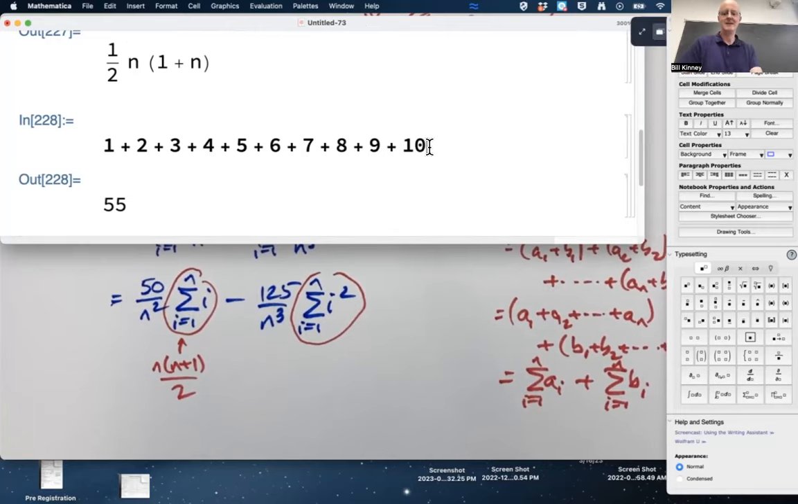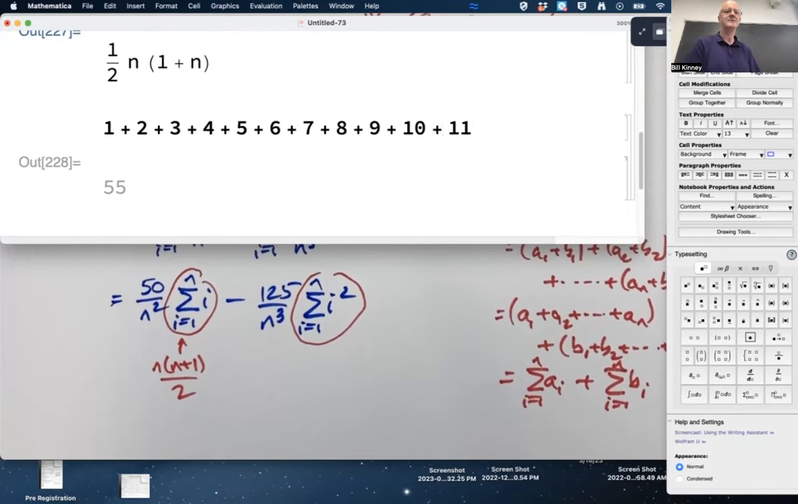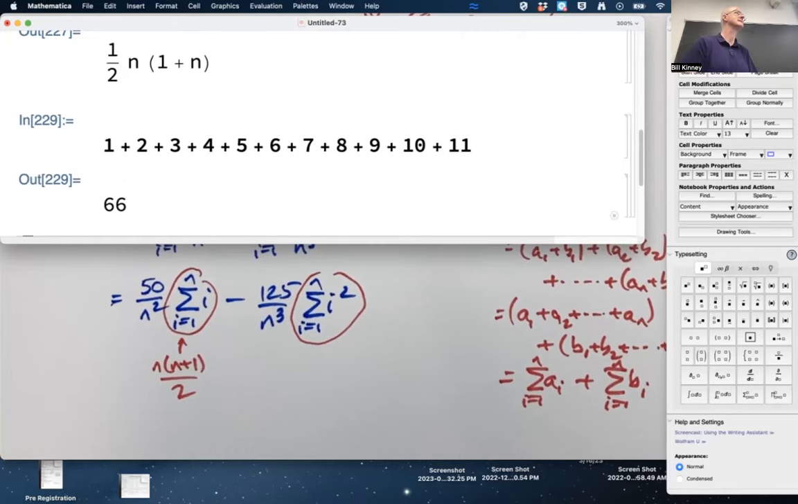If n is 11, it should be 1/2 times 11 times 12. 66. Yeah, 55 plus 11, 66. It's the sum of the first n positive integers.